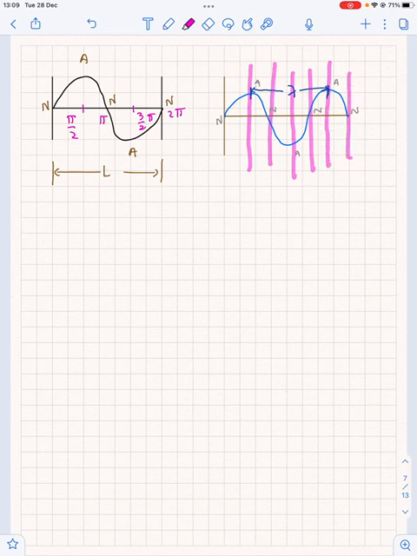Okay, let's focus on the lambda. Lambda is here. How many segments do we have? 1 segment, 2, 3, and 4. 4 segments. So lambda divided by 4 equals the distance from node to antinode, and again from antinode to node, from antinode to node, and from node to antinode.